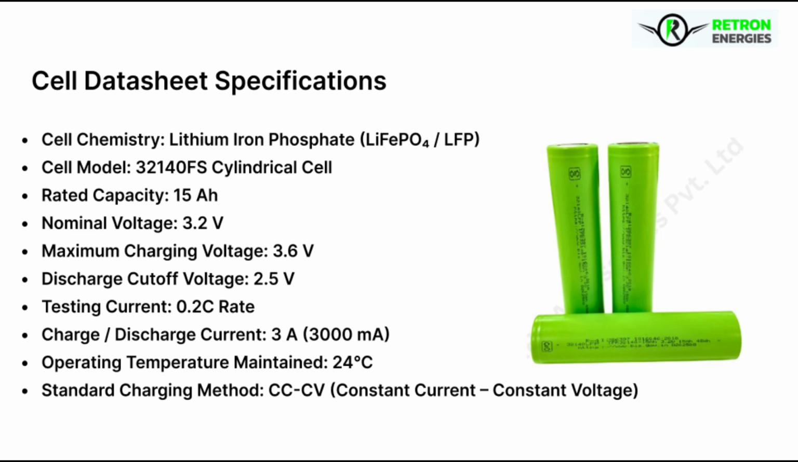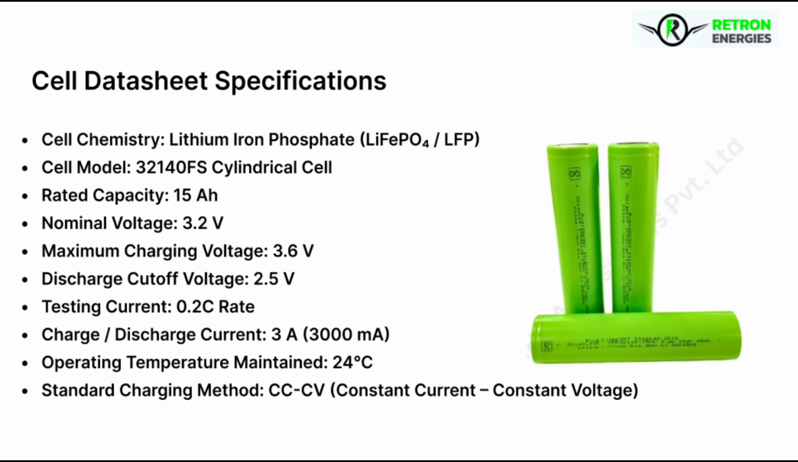As per the datasheet, the testing current selected for this demonstration is 0.2 C. Since the cell capacity is 15 ampere hours, a 0.2 C rate corresponds to 3 amperes or 3000 milliamperes. Therefore, all charging and discharging currents used in this program will be set to 3000 milliamperes.